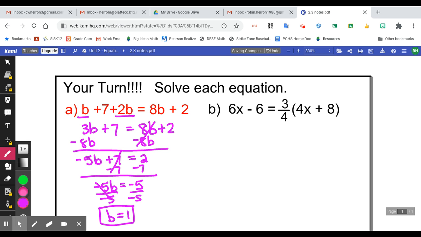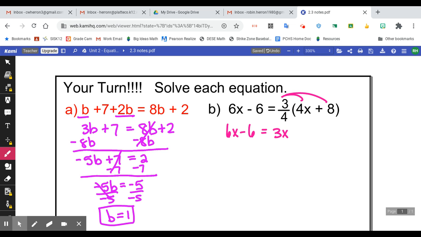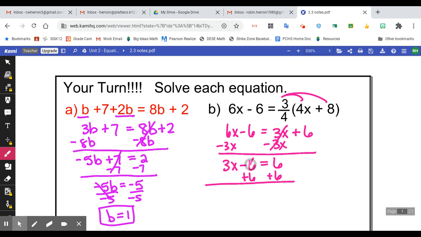Okay, last one. 6x minus 6 is going to stay. Distribute here gives me 3x plus 6. Moving my variables to the left gives me 3x minus 6 equals 6. Add 6 to both sides gives me 3x equals 12. Divide by 3 and x equals 4. Excellent. Good job.